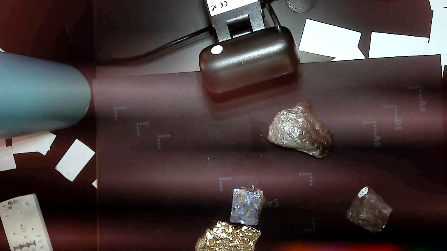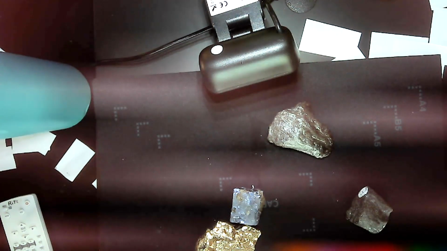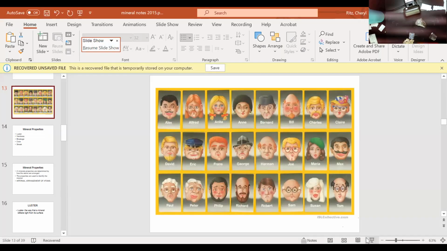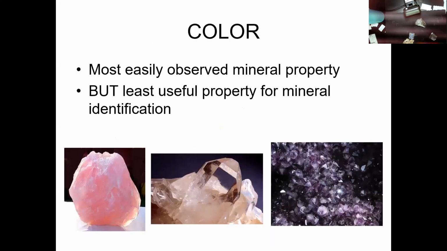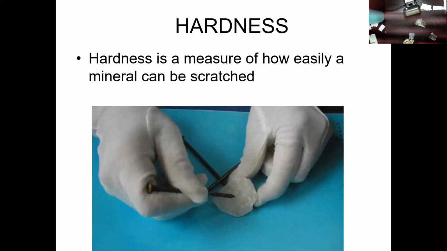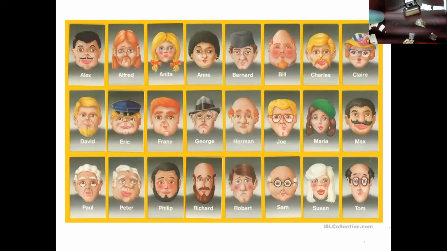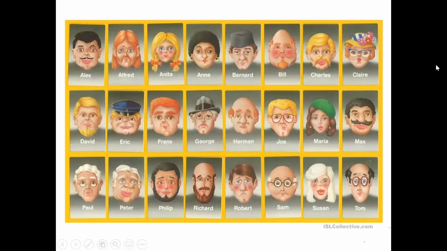Now let's use those mineral properties to play mineral Guess Who. Before I play mineral Guess Who, I feel it's important to make sure you know how to play regular Guess Who. I think we touched on this yesterday, but I just want to make sure everybody's on the same page with how you play this game. So let's play around.